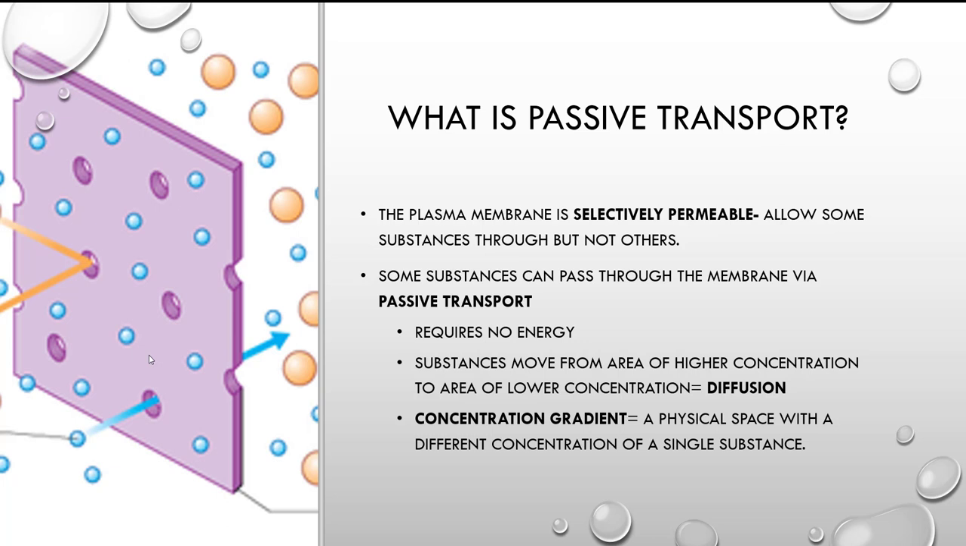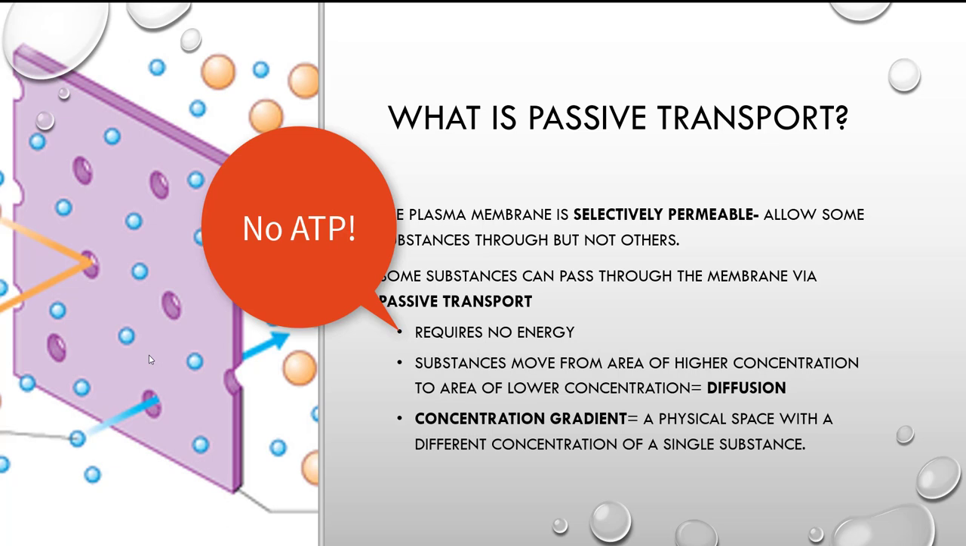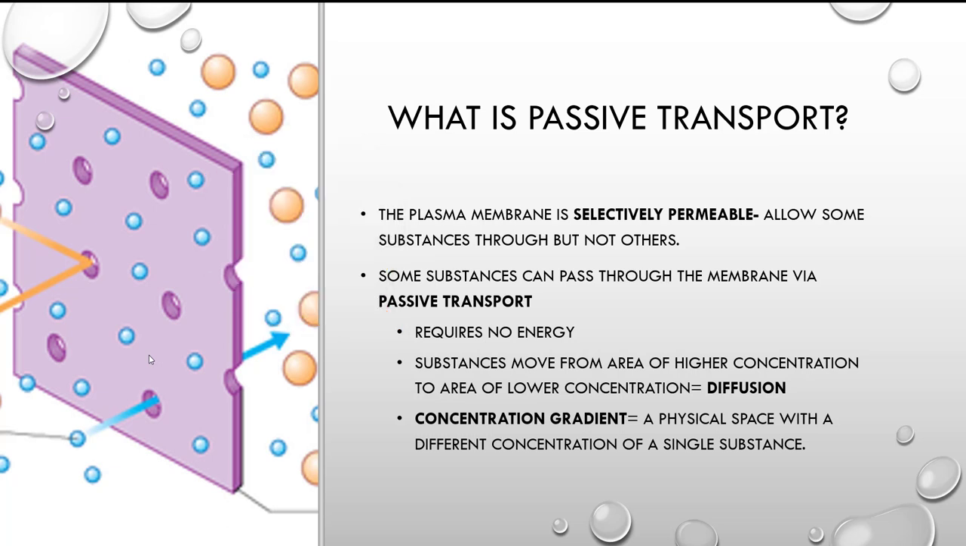So there are certain substances that can pass through the membrane via something called passive transport. Passive means no energy is required. It just uses regular potential energy, no cellular energy is involved. It doesn't have anything to do with ATP, which is cellular energy. So this is just no energy, just something called diffusion.